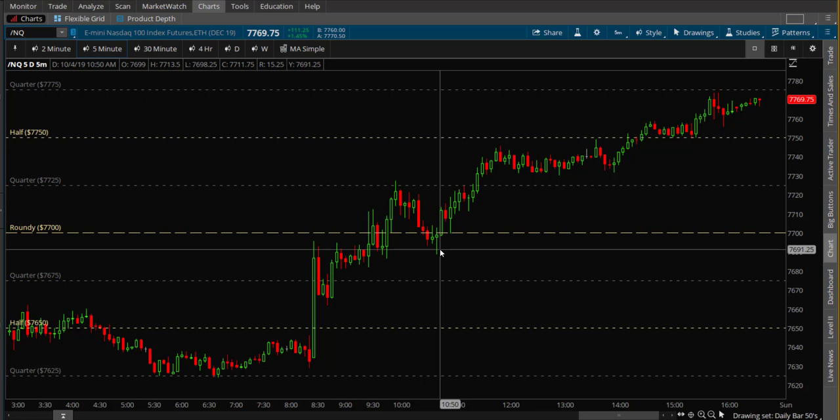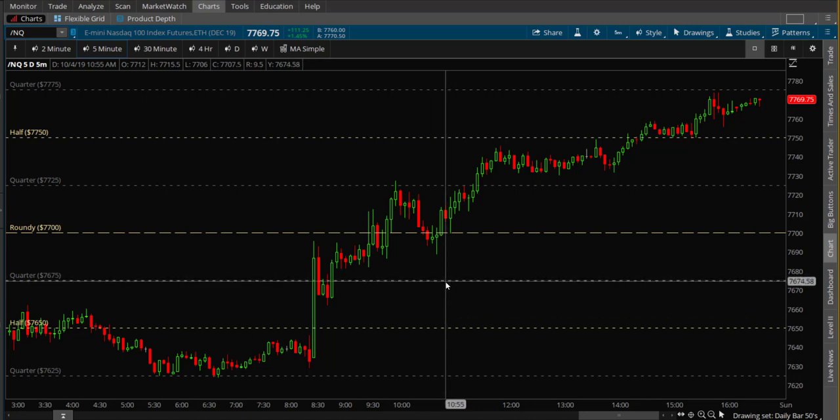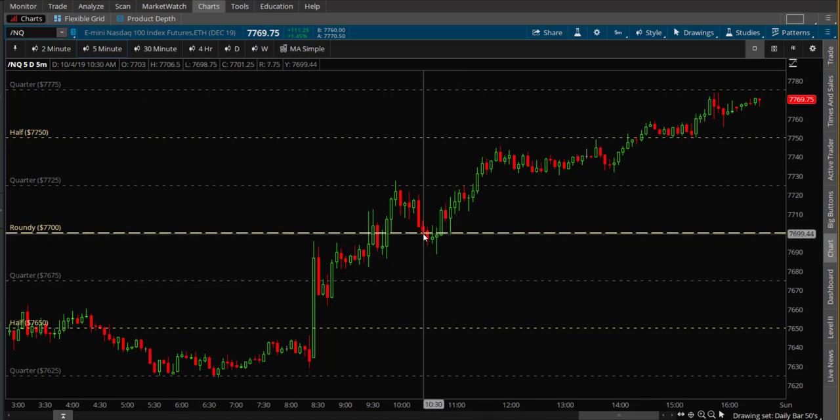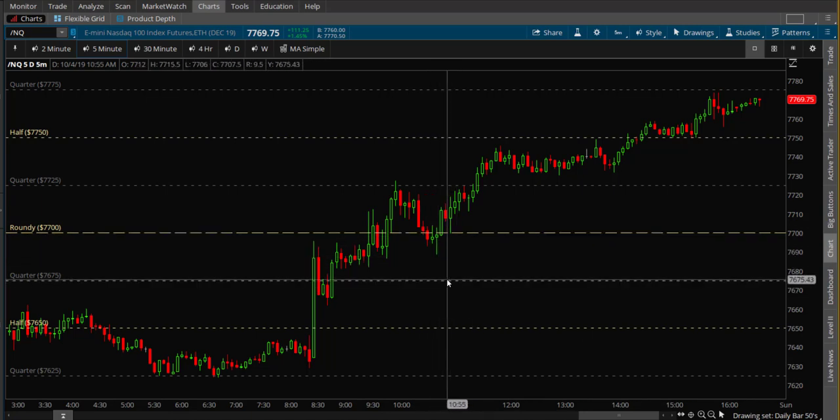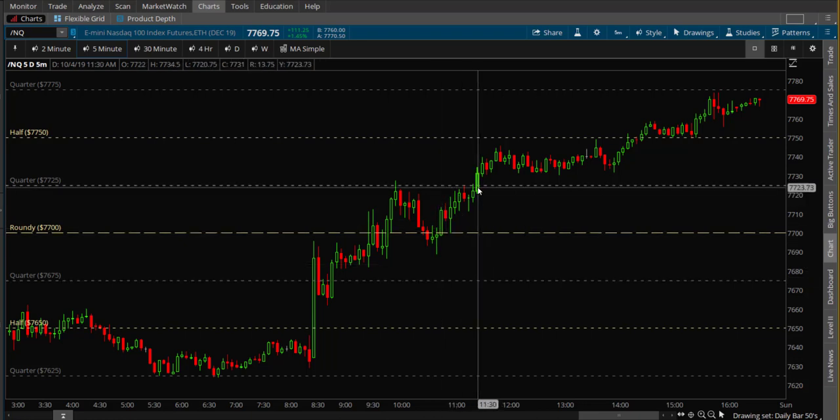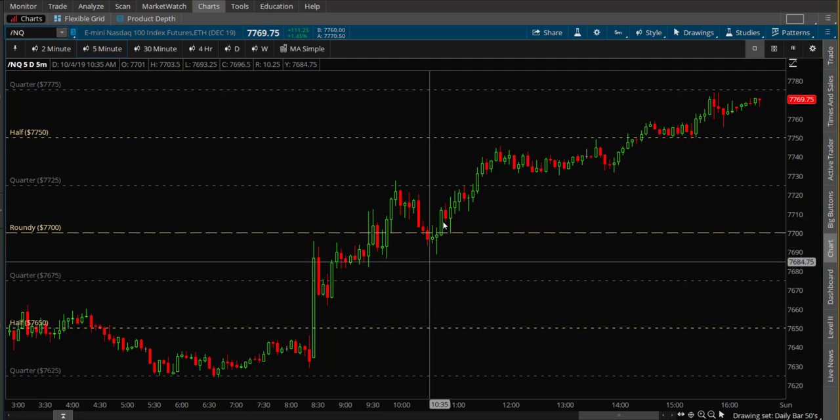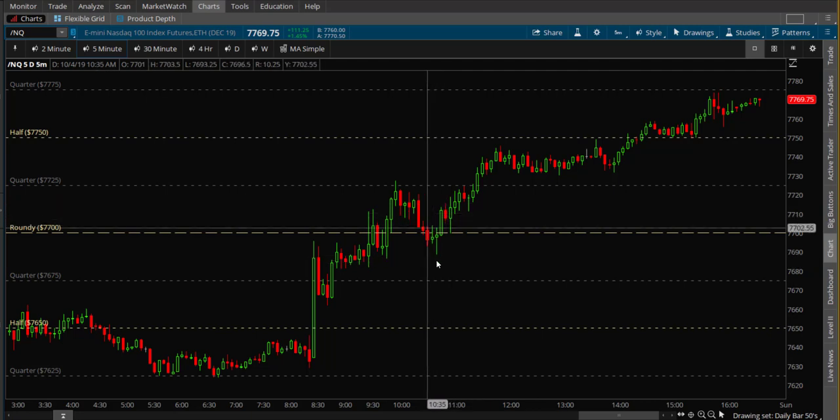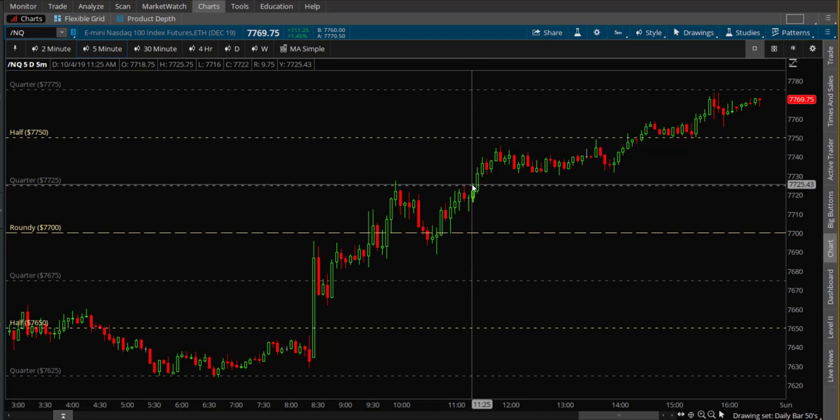But how much am I really risking? With one contract, how much am I really risking here? I'm risking 25 points, that's $50 with one contract. And where's my target? 25 points. So this is a 1-to-1 risk-reward ratio. I'm risking 50 to make 50.